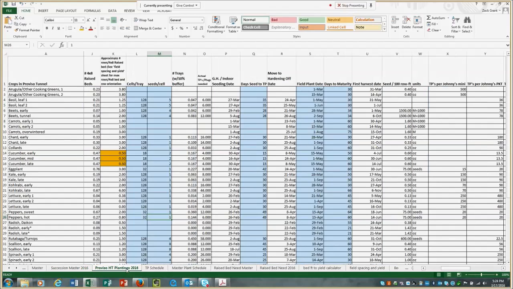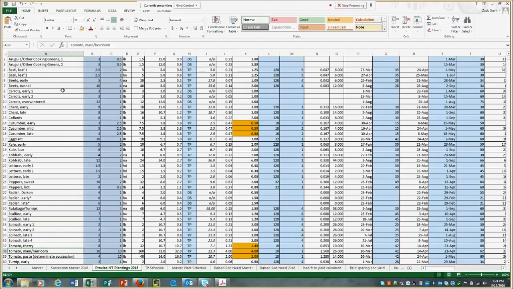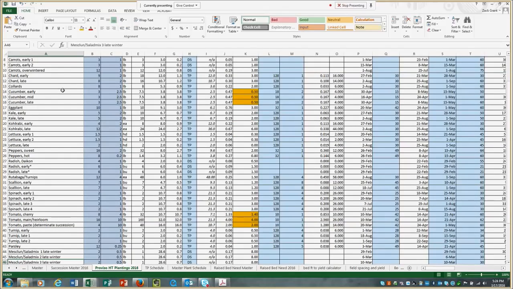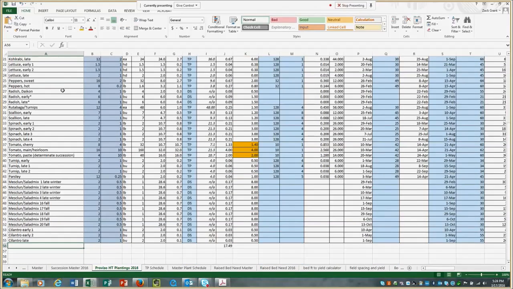So for the Proviso planting sheet, it simplifies it a little bit more. So now if you look at the crop column, there's fewer plantings here, right? So I'll go all the way down, and it looks like I only have 55 plantings for the Proviso high tunnel raised bed setup. And just really quickly, we'll go over and see what that setup looks like.